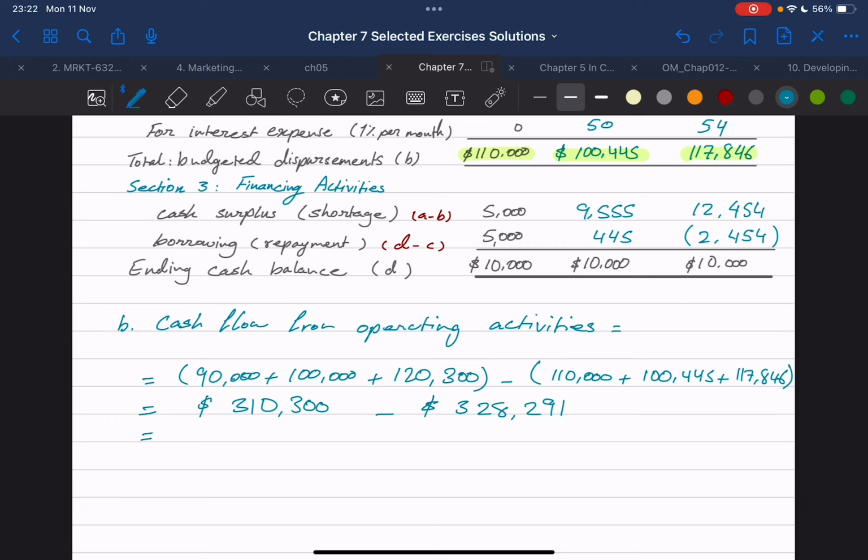Let's figure out the difference. 310,300 minus 328,291. We get minus 17,991. We're not going to write minus because this is cash outflow. We're just going to say brackets 17,991. So that's net cash outflow.